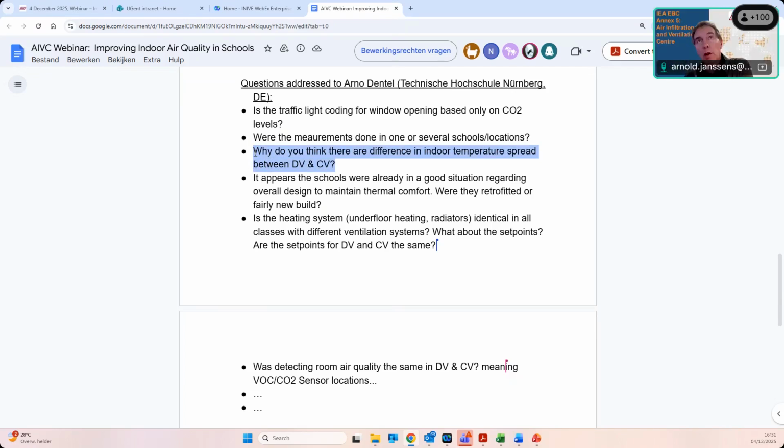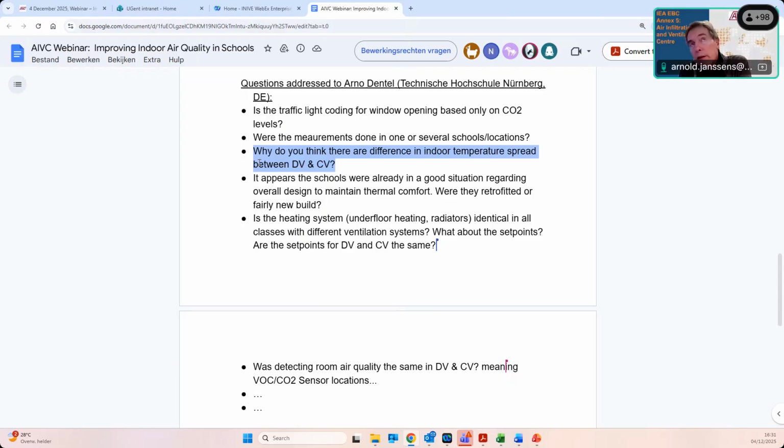Yes, we also saw a difference in indoor temperature with the decentralized ventilation. What was the reason? The users didn't know that when they open the window, the system shuts off, and so it comes to some overheating in the room, because it is a school with a passive house standard.